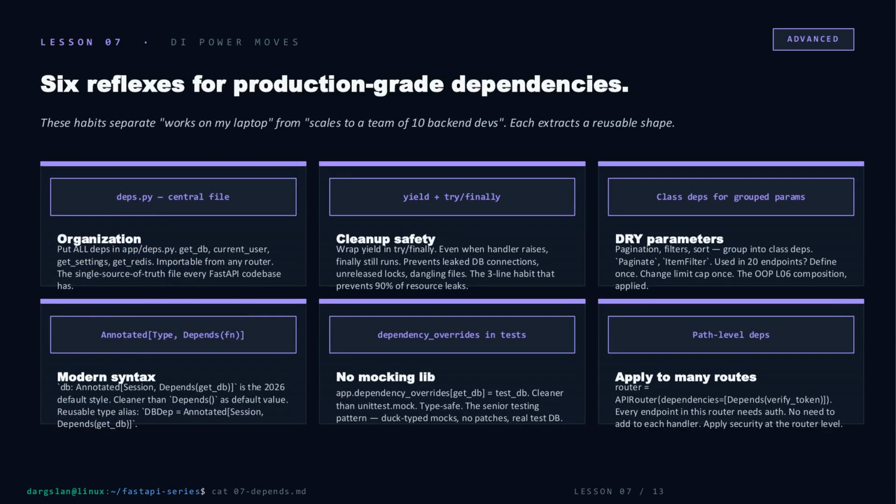Now let's compress everything into 6 reflexes that separate hobby code from production. Centralize every dependency in deps.py. 1 import path, no hunting. Wrap yields in try/finally so cleanup always runs. Use Annotated as your default syntax. It's the 2026 style and gives you reusable type aliases. Group related params into class deps, the Lesson 6 composition pattern applied to HTTP. Override in tests instead of mocking. And when a whole router needs auth, attach Depends at the router level, not on every handler.